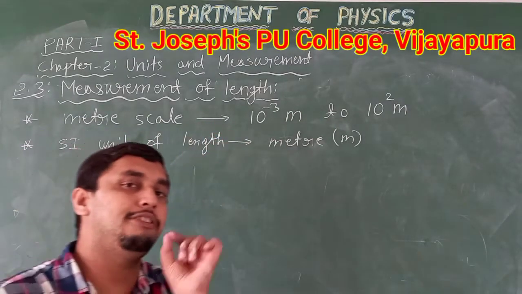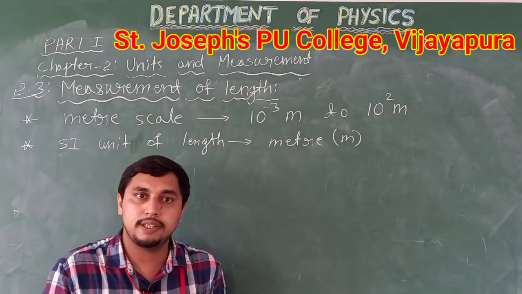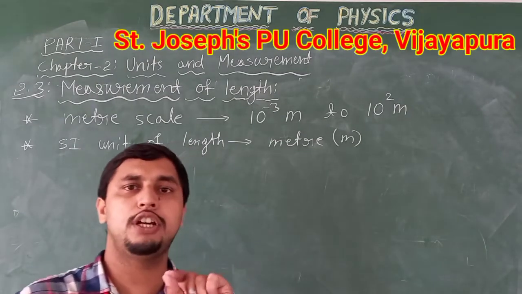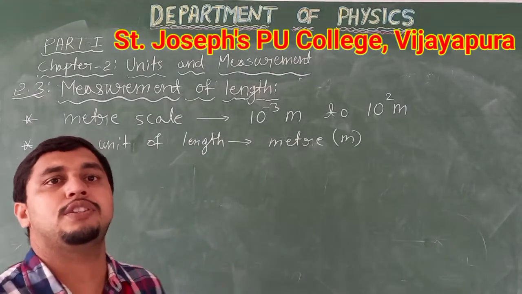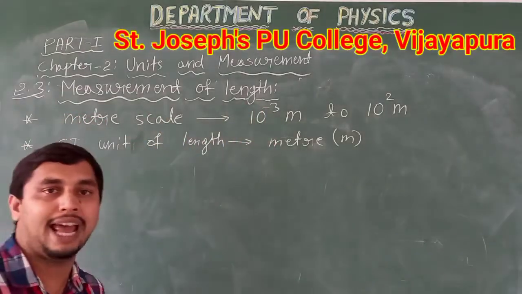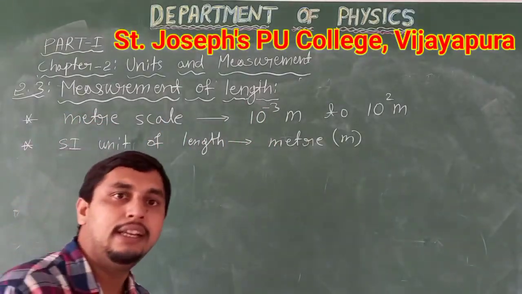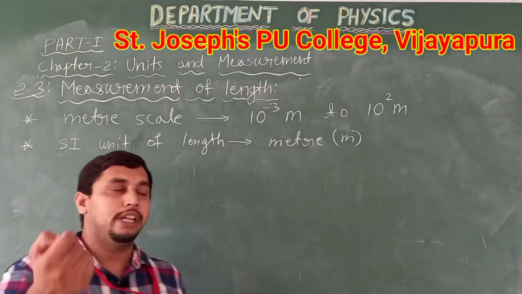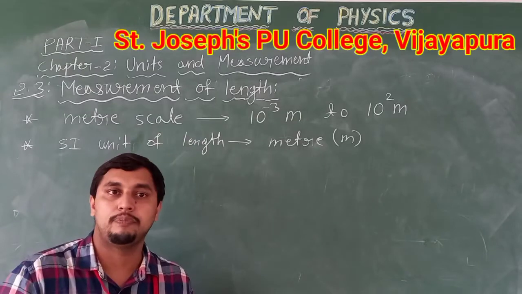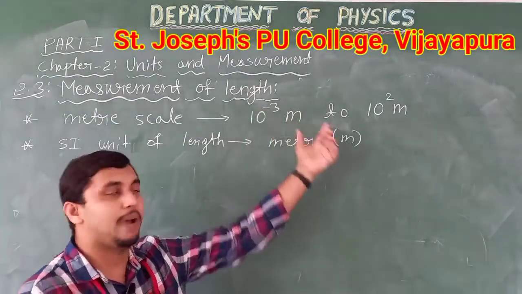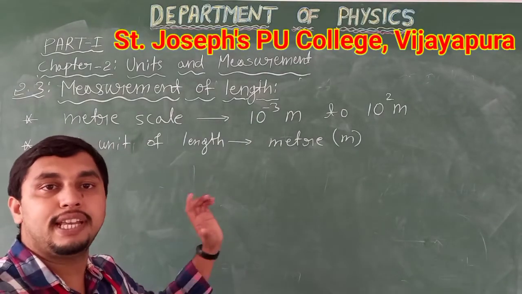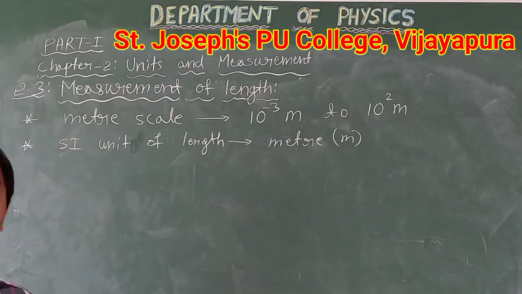And usually here they will ask one mark questions or two mark questions like that. The question will be like this: how to measure the length? Which device is used to measure a common length? That is, you have to mention that direct method, particularly meter scale. And they will ask the question like this: the least measurement done by the meter scale. You people have to mention that 10 to the power of minus 3 meter. The least measurement done by the meter scale is 10 to the power of minus 3 meter.